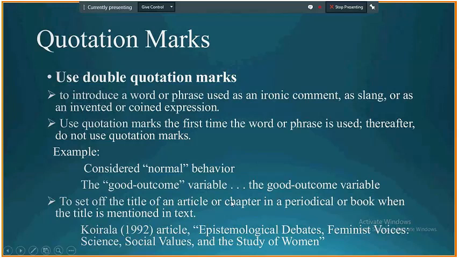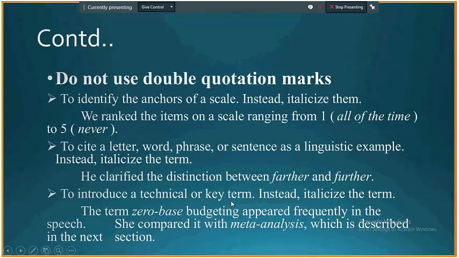And I would like to continue my presentation. Do not use double quotation marks. This is also very important. So where we need not use them, we should not use the double quotation marks.